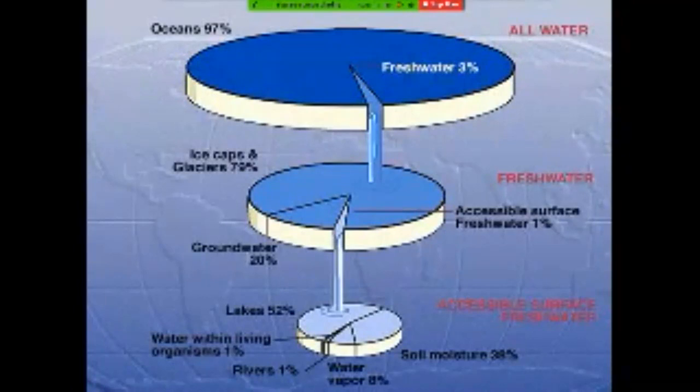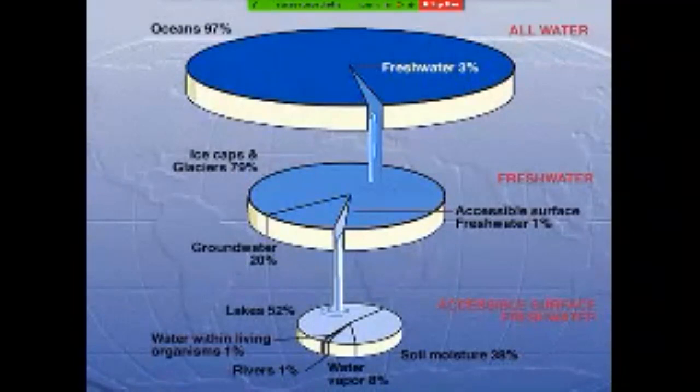Now, as I just told you, the whole water, 100%, is divided into two groups: 97% saline water and only 3% fresh water. This is the whole 100%. And of this 3%, 79% is under the glaciers and ice caps. The accessible surface fresh water which we find on the earth is only 1%, and the groundwater is 20%. We bring this groundwater onto the surface by artesian wells or bore wells. Before, we used to depend only on artesian wells, but now every person is digging bore wells and bringing out the groundwater.